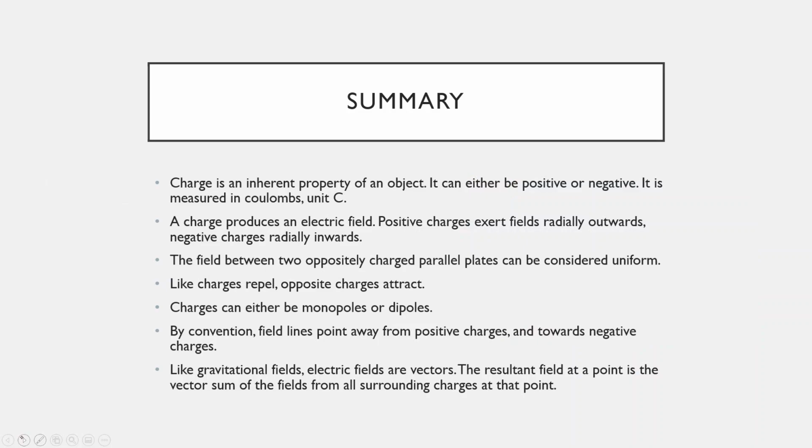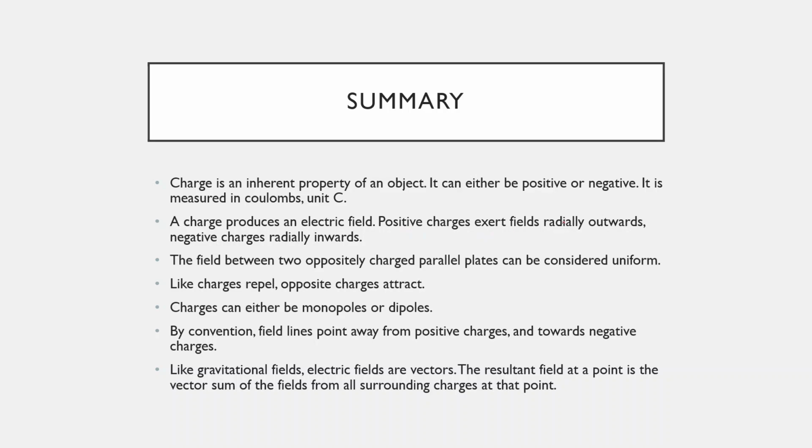All right, so that's it for this video. Let's do a summary. So basically, charge is an inherent property of an object, like mass. When we deal with electric fields, we're talking about the field produced by a charge. We're not talking about gravitational fields, which are produced by a mass, so ignoring mass for the most part. Charge can either be positive or negative. Protons are positive charges, electrons are negative charges, and charge is measured in this unit called coulombs, which we give the symbol C. Charges produce an electric field.